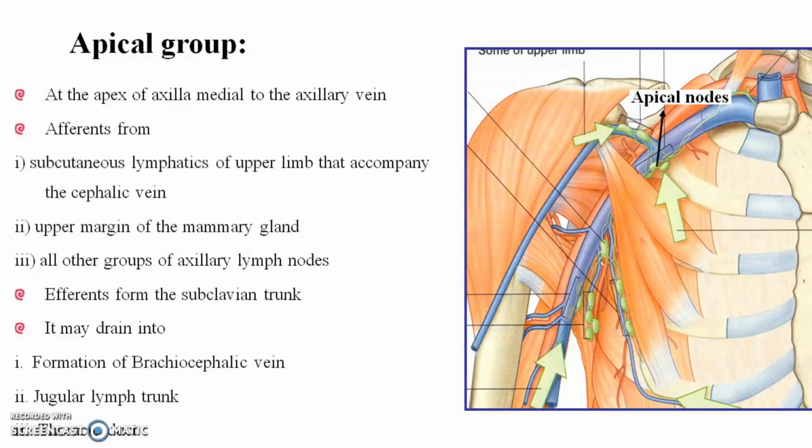That's all about the apical group of axillary lymph nodes. The axillary lymph nodes can be asked in your exams, like in 3 marks or 5 marks, so be thorough with the axillary lymph nodes, all its parts and how they are grouped together, and what are the efferent and afferent vessels passing, and at last how it is terminating.